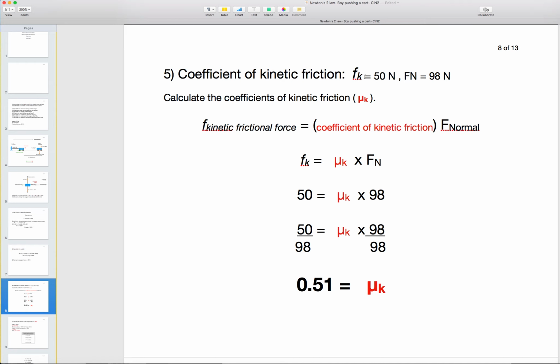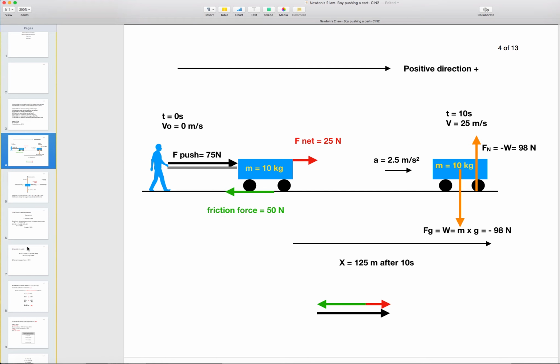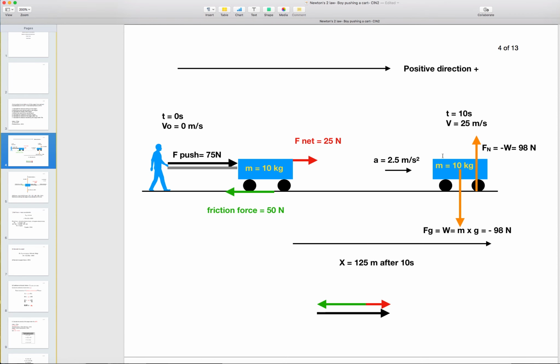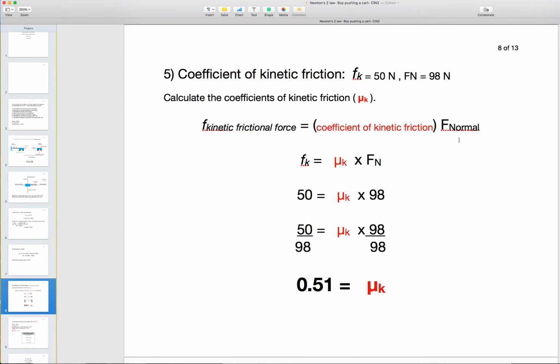So that could be kinetic, could be static actually. Okay. If we consider the 50 as kinetic, like he just moved, he was about to move the wagon, and then we said that the kinetic frictional force equals the coefficient of kinetic friction times the normal force. If this is the kinetic frictional force, then it is 50, and the normal force from here we get is 98.